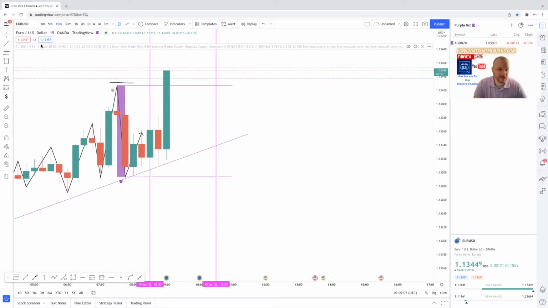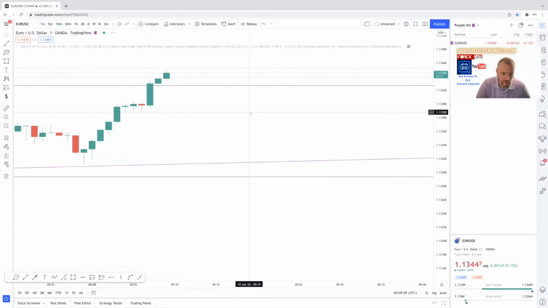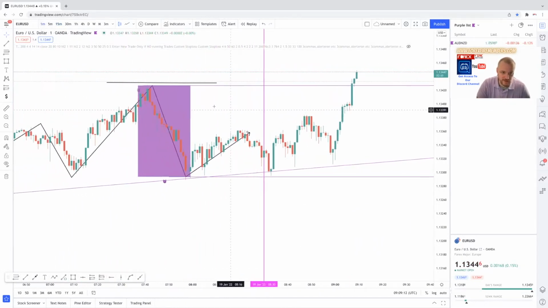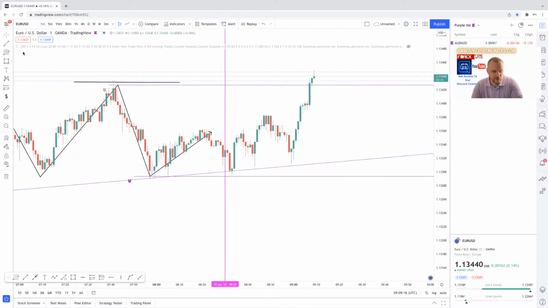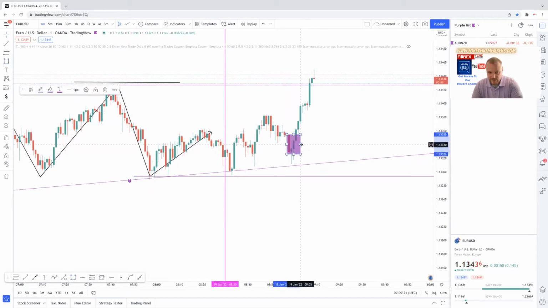So we may be missing a move on this, to be fair, but nothing to worry. We're just learning to keep within the structure, to be fair. So I'm just going to get rid of this. So that is just going to bring to my attention this area here, an order block.